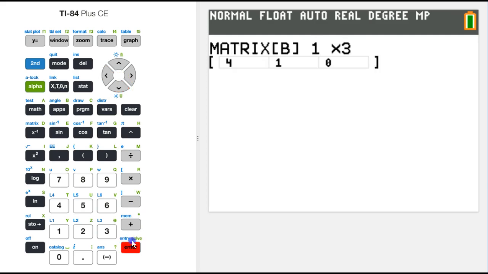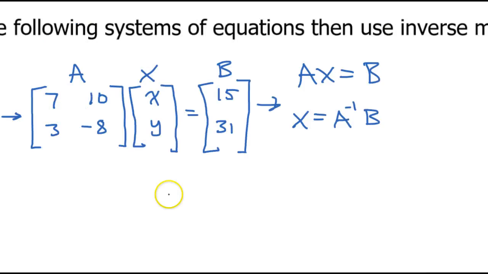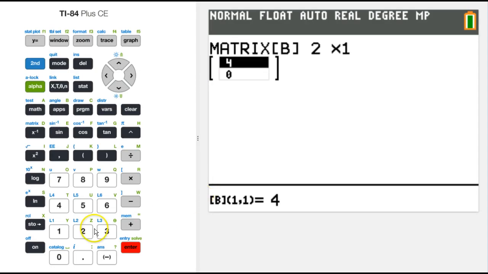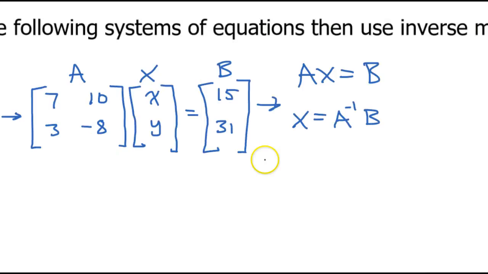This time I will go to matrix B. Matrix B is a 2 by 1 matrix, so 2 by 1, 2 rows, 1 column. And it is 15, 31. So 15, enter, 31, enter. Okay, I'm going to quit my way out. Second mode makes me quit.